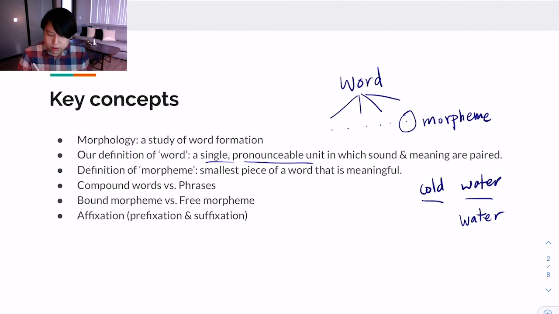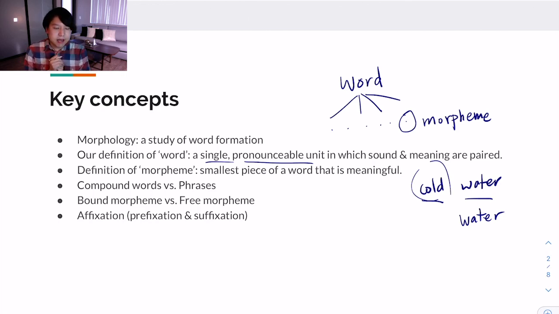What about cold? It can be divided into c and old. Old is a word with meaning. It means someone who's old. Is old a morpheme here? No, because it does not have to do with the word cold. The word cold does not entail a meaning of old. So basically, cold does not consist of c and old. It's also a single morpheme word, cold.